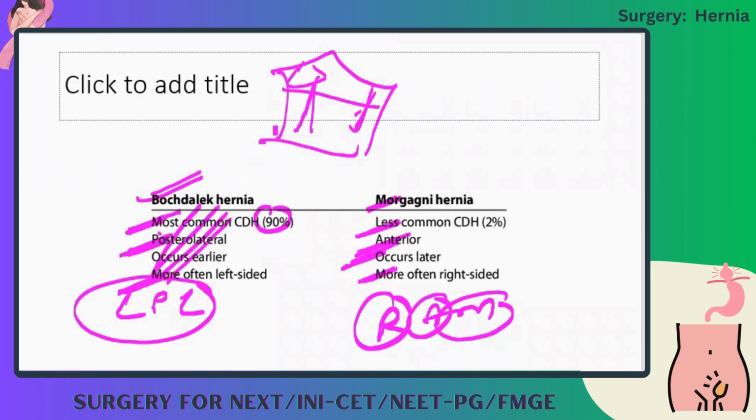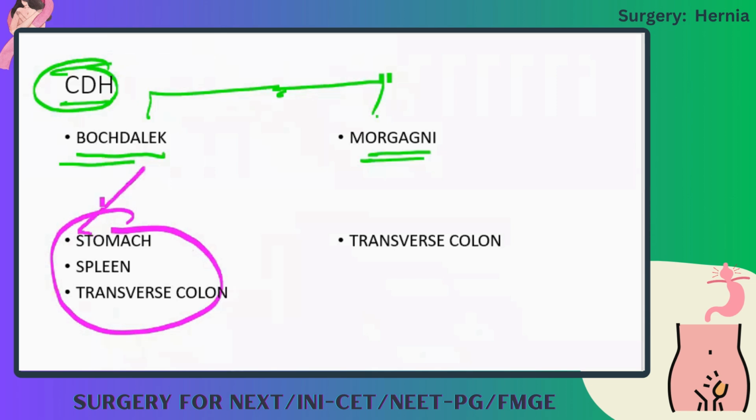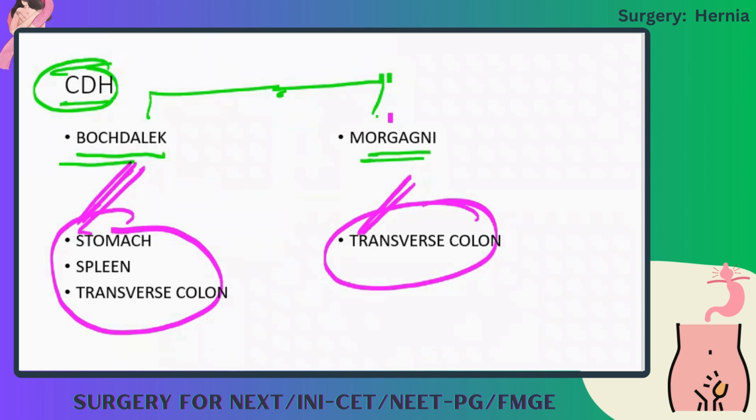These are congenital diaphragmatic hernias. Just remember these two names, even if it is difficult. Morgagni is anterior and on the right side. Bochdalek is left posterolateral. The contents in Bochdalek hernia are stomach, spleen, and transverse colon, whereas in Morgagni, only the transverse colon. The abdominal contents are going into the thorax. Is it clear? Yes, sir.